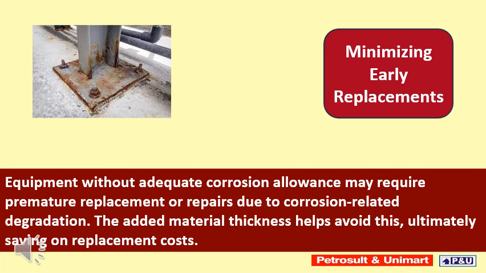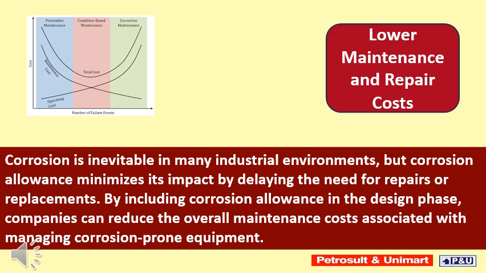Minimizing early replacements. Equipment without adequate corrosion allowance may require premature replacement or repairs due to corrosion-related degradation. The added material thickness helps avoid this, ultimately saving on replacement costs. Lower maintenance and repair costs.